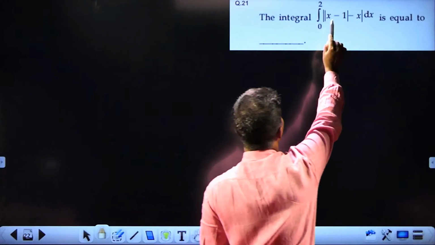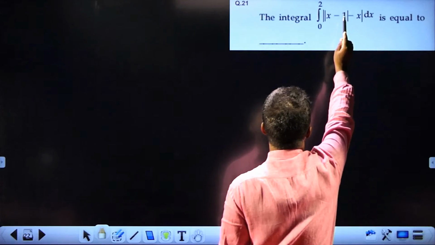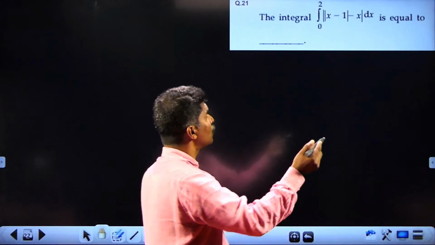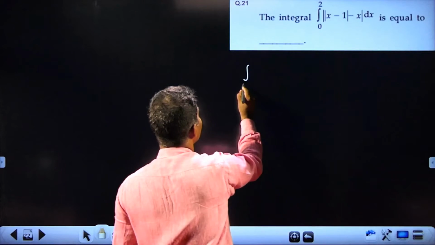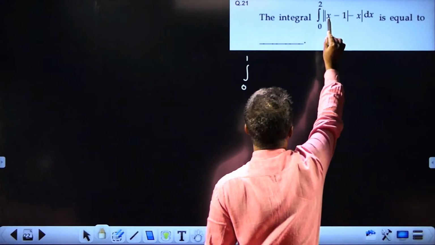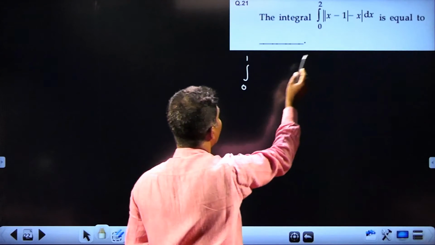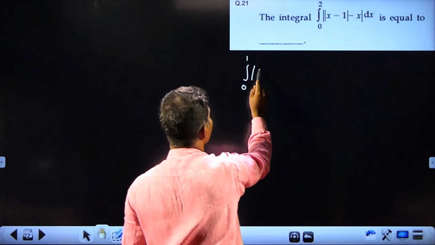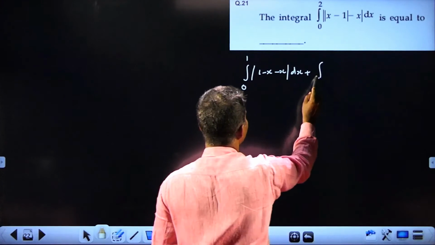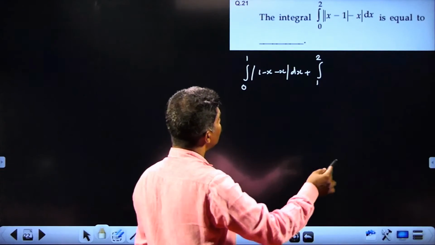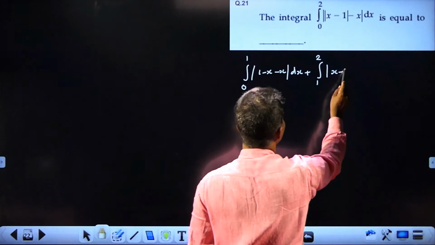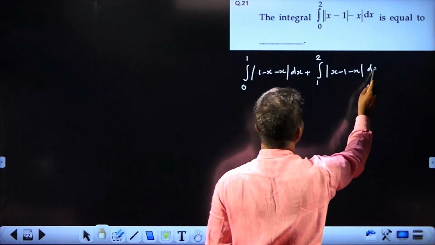So here it is split at 1, because modulus of x minus 1 has two different values, left side of 1 and right side of 1. So you will write it as integral, instead of 0 to 2, integral 0 to 1. In 0 to 1, modulus of x minus 1 is nothing but 1 minus x. So it is modulus of 1 minus x into dx, plus integral 1 to 2. In 1 to 2, x minus 1 is positive, so you will directly write x minus 1 itself. Minus x is already there, into dx.